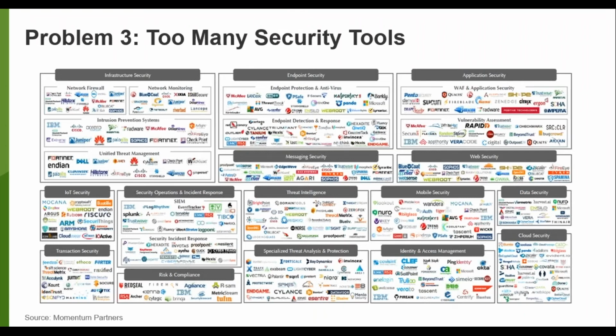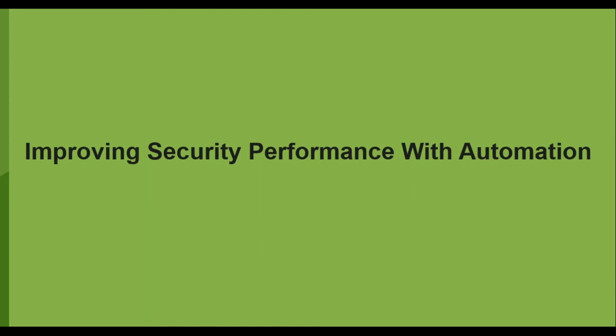So we have to have some way of pulling all of these things together and making them easier to use and easier for our security teams to avail themselves of the data coming from that stuff. So let's talk about how we improve performance using automation.